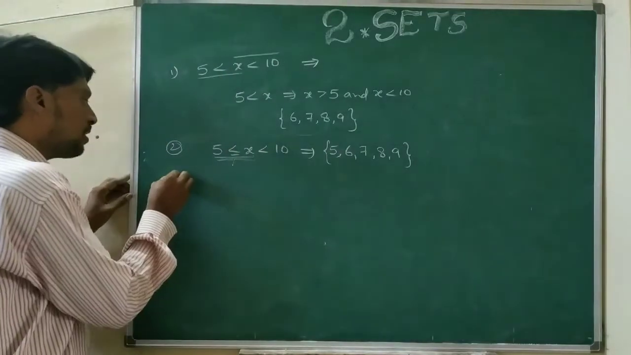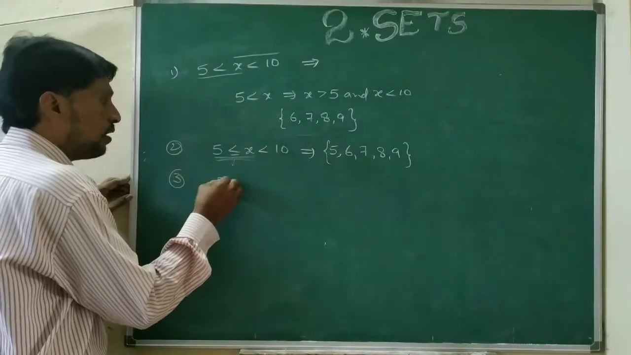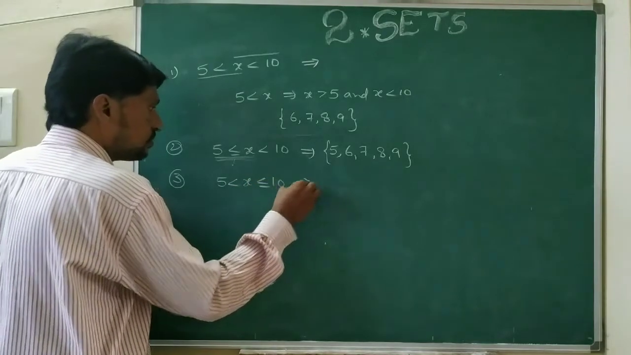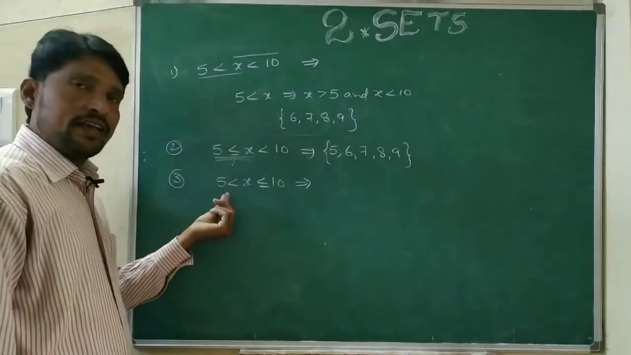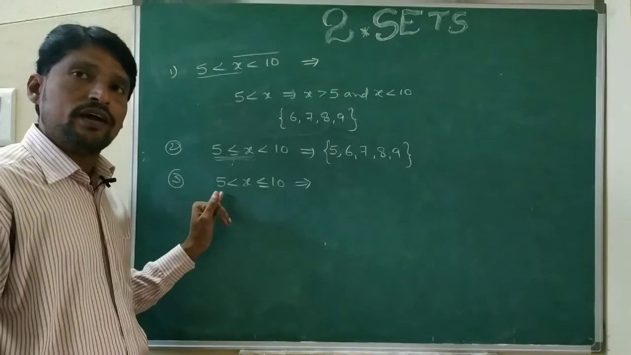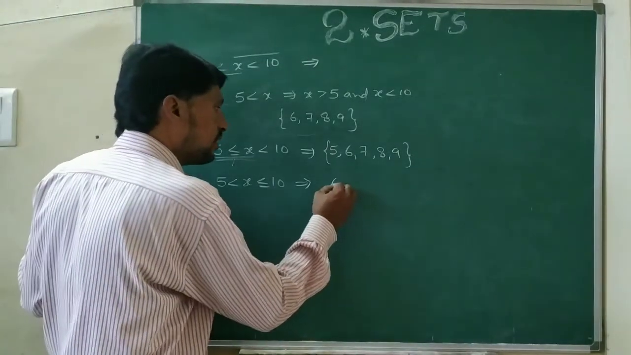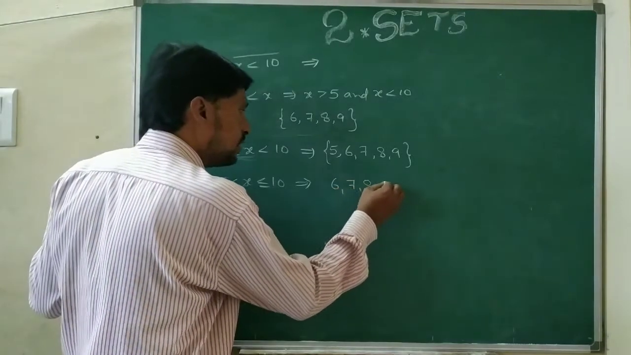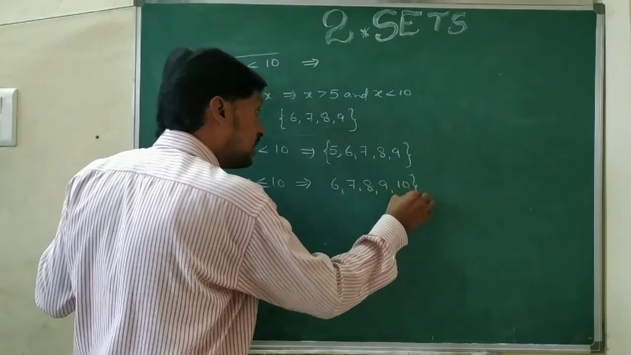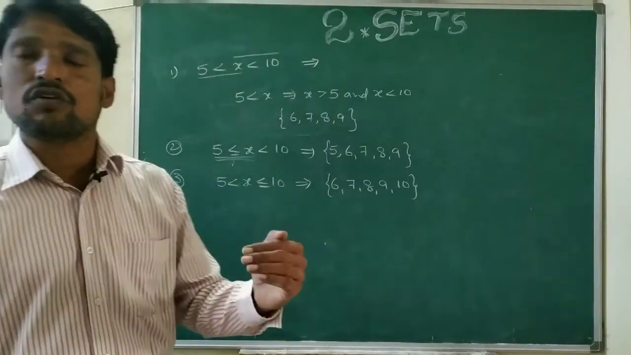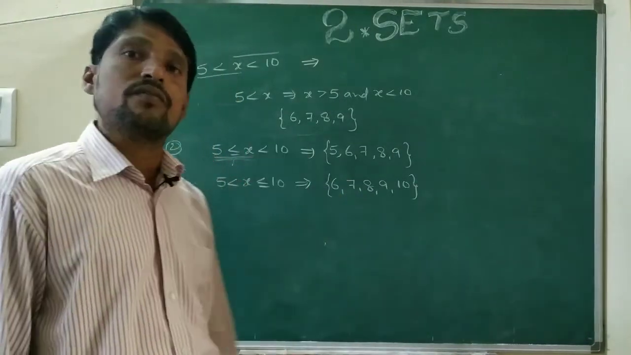One more example, that is 5 less than x less than or equal to 10. So here in this case we should not consider 5, but we should consider 10. It means here 6, 7, 8, 9, 10 also we can get here. Less than or equal to means we should consider that particular value.